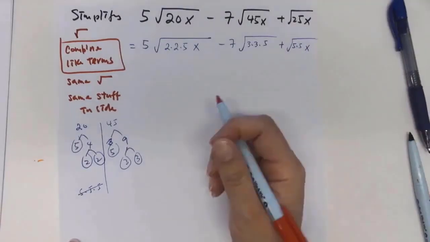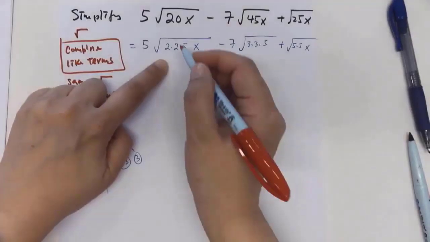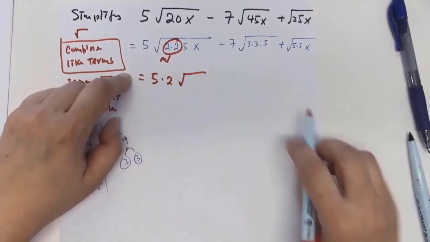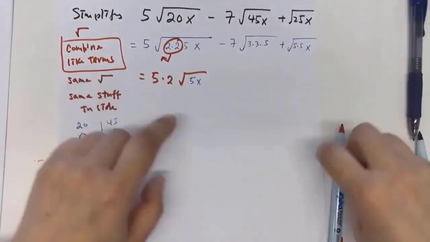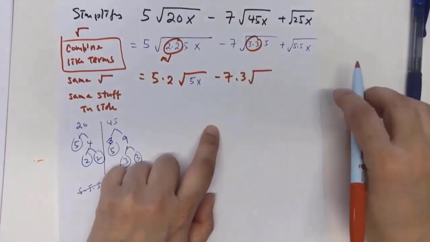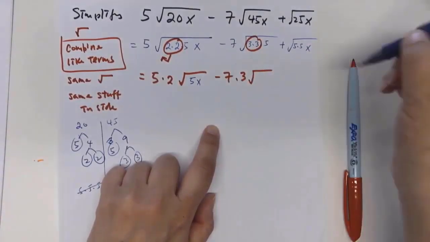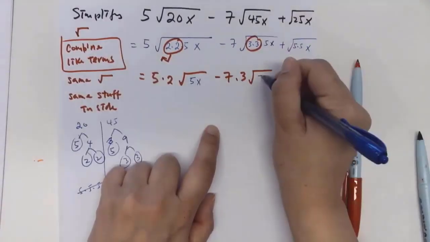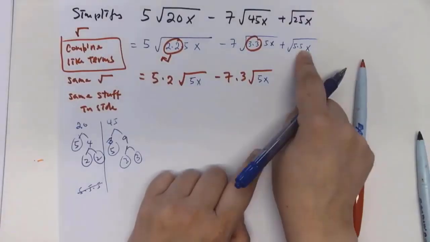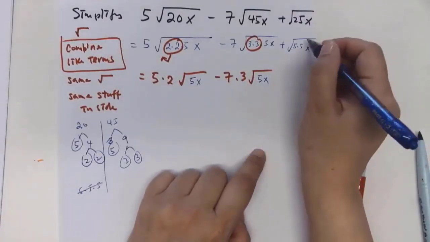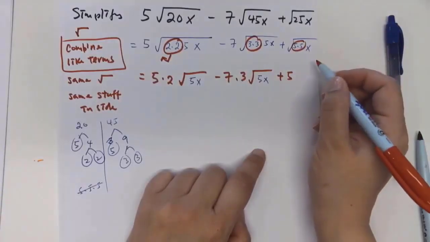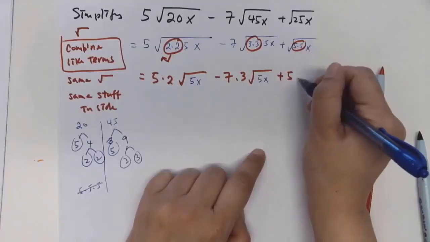So for the first one, we can pull out what? A 2. We have 5 times 2. Inside we have 5x. Second one, pull out the 3. 7 times 3. Inside we have 5x. Oh, I'm missing an x. Okay, sorry, 5x. It's good to check, because they look alike, but they're not. Okay, last one. 5 on the outside and 5 on the outside. Inside we have what? Square root of x.